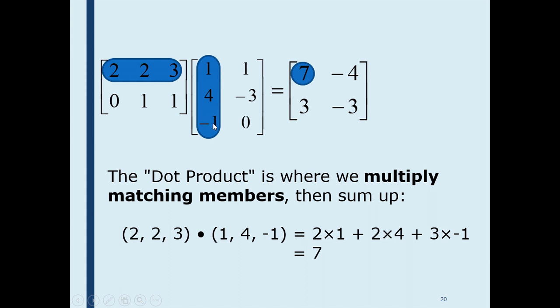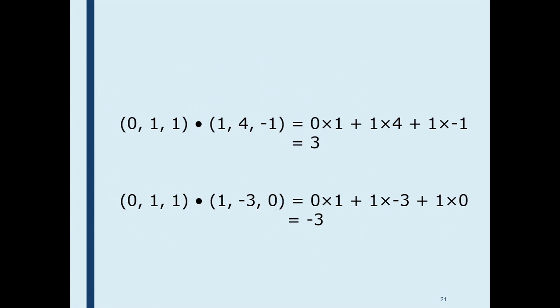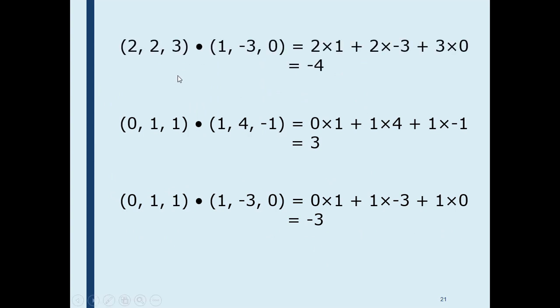Then take the first row and second column of matrix B. Then 2 multiply 1 plus 2 multiply minus 4 plus 3 multiply 0 equal to minus 4. Now we can move to the second row and consider the first column of matrix B. Now perform the dot product. It is 0 multiply 1 plus 1 multiply 4 plus 1 multiply minus 1. It is equal to 3.